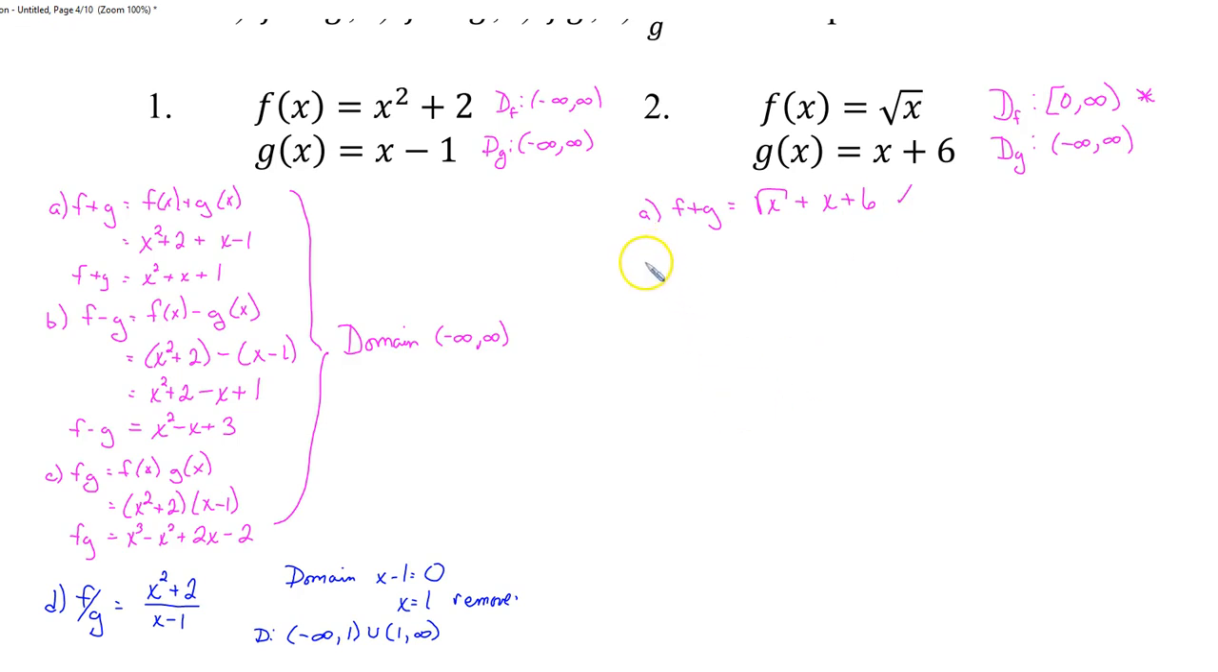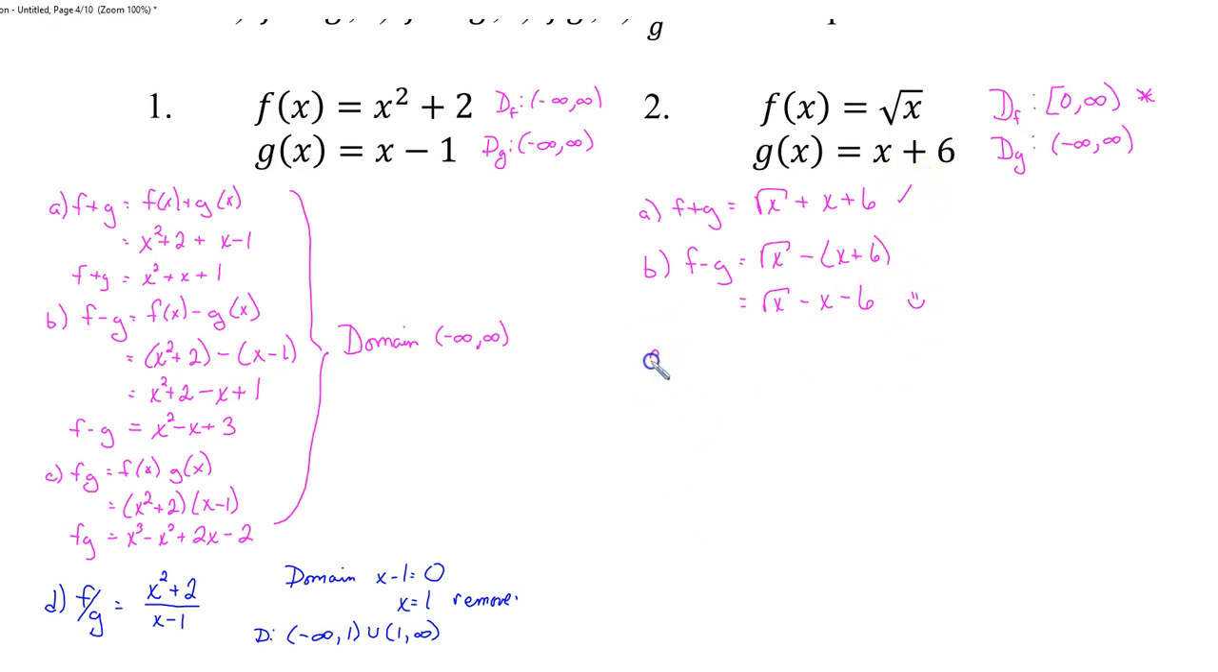Okay. So for the second part, f minus g, once again, the square root of x is my f function, minus, and I am going to put this in parentheses so that we don't forget to distribute that. So this is going to be the square root of x minus x minus 6, and then that is my new function. So we're happy with that one.